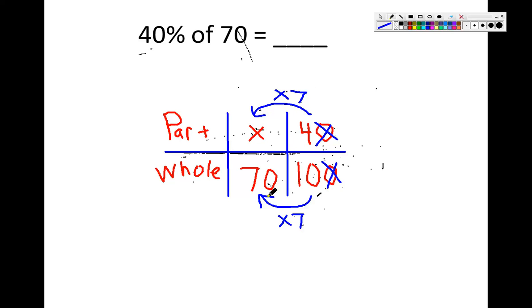10 times 7 is 70. 4 times 7 is, do you know what the answer is? Hopefully you're telling me 28, because that's the answer. 4 times 7 is 28. So 40% of 70 would be 28. If I say I'll give you 40% of my money, and my money is $70, that means I'm giving you $28.